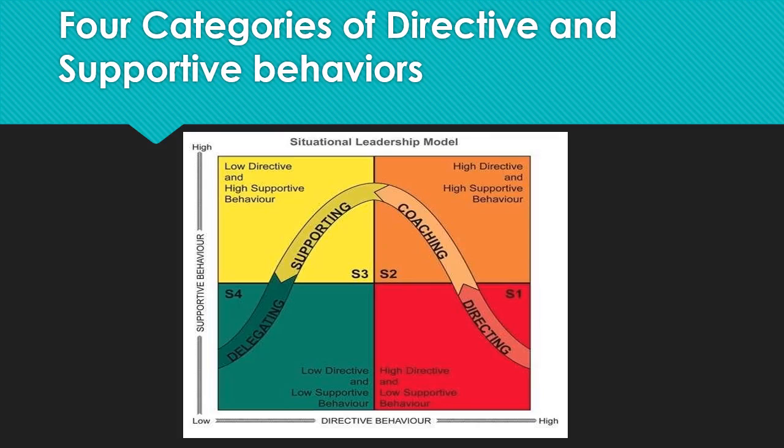As shown by the arrows on the bottom and left side of the model, directive behaviors are high in S1 and S2 quadrants and low in S3 and S4, whereas supportive behaviors are high in S2 and S3 and low in S1 and S4. Now, let's discuss each approach in detail.